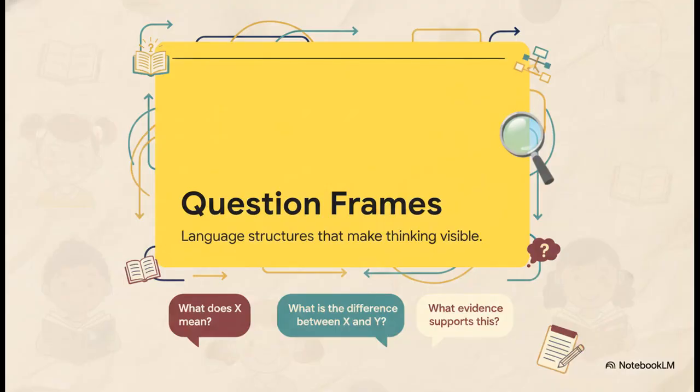By definition, question frames are language structures that literally make thinking visible. You see, a lot of times kids really do want to engage, but they just don't know where to begin. These frames give them the actual language for thinking. For example, giving them a frame like, "What does X mean?" or "What's the difference between X and Y?" or even, "What evidence supports this?" Giving them these frames is so incredibly powerful because it provides a clear, safe structure for discussion, for writing, and for reflection. It helps us move them way beyond those basic one-word answers.